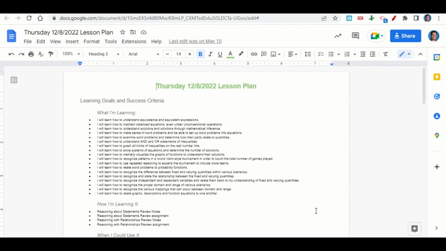and dependent variables and relate them back to your understanding of fixed and varying quantities, to recognize the proper domain and range of various scenarios, to recognize the various mappings that can occur between domain and range, and to relate graphs, descriptions, and function equations to one another. How are we learning it? Through the reasoning about statements review notes and the reasoning about statements review assignment, as well as the reasoning with relationships review notes and the reasoning with relationships review assignment.